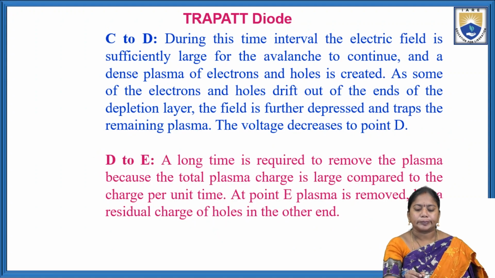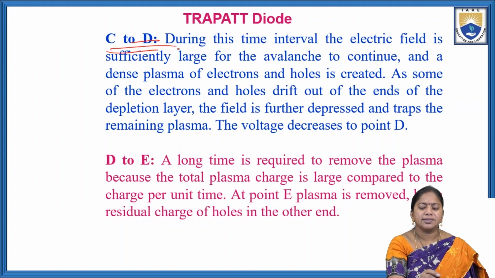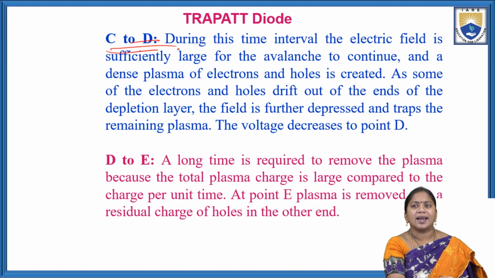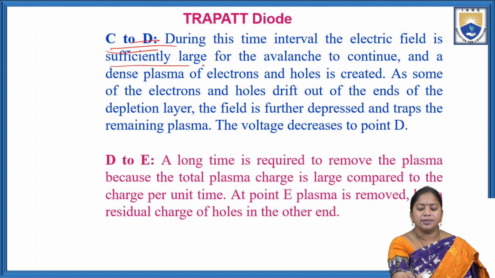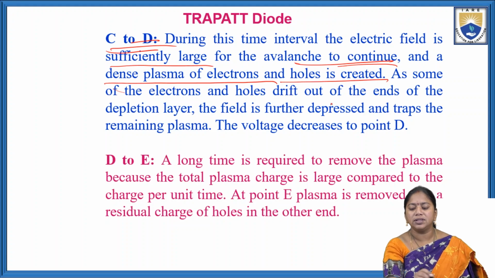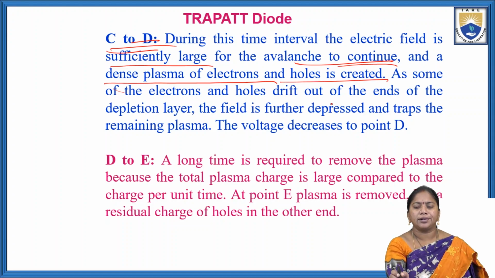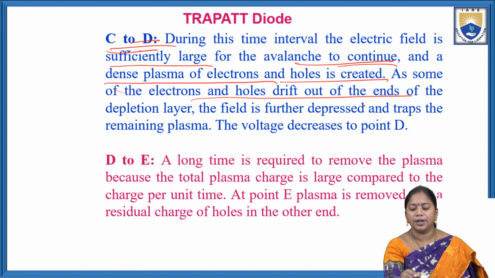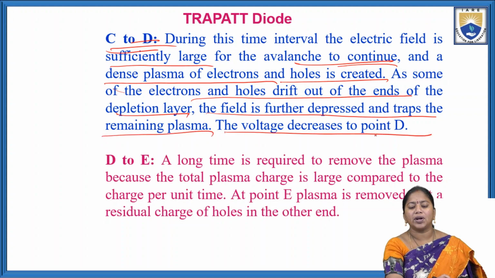Then the next one is C to D. During this time interval, the electric field is sufficiently large for avalanche to continue, and a dense plasma of electrons and holes is created. As some of the electrons and holes drift out of the ends of the depletion region, the field is further depressed and traps the remaining plasma. The voltage decreases to point D.